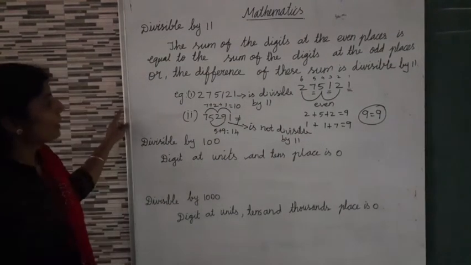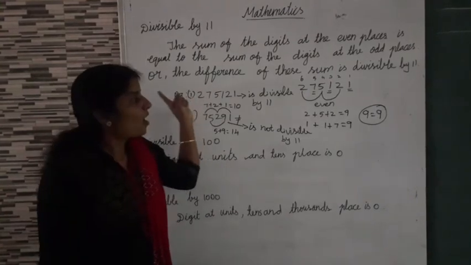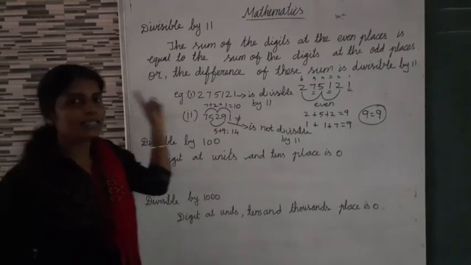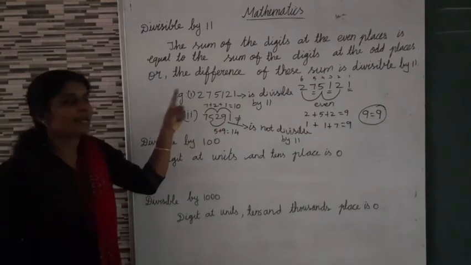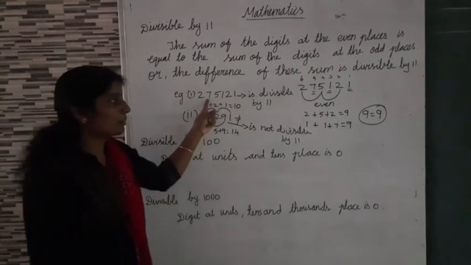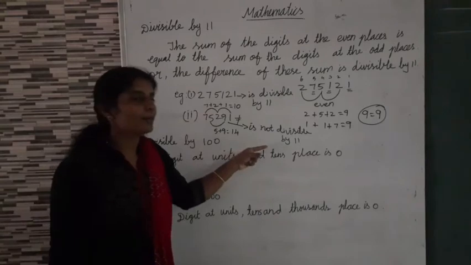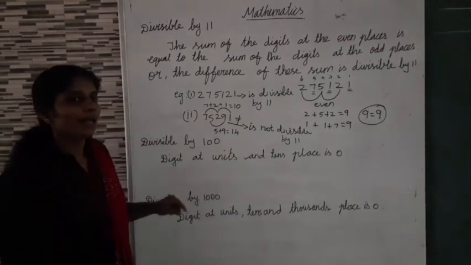Are you clear? Now we want to add all odd digit numbers and even digit numbers. If that sum is equal, that means that number is divisible by 11. If it is not equal, that means that number is not divisible by 11.